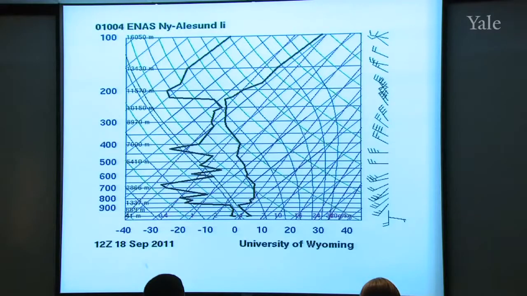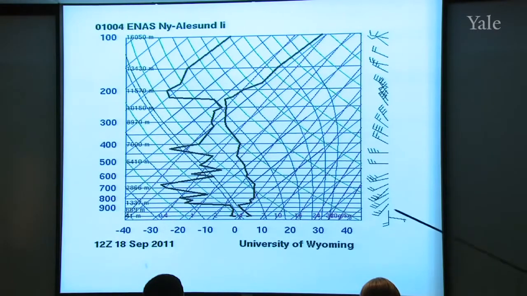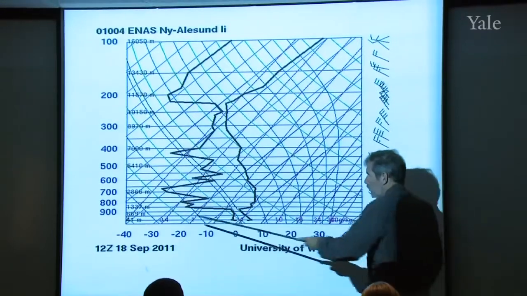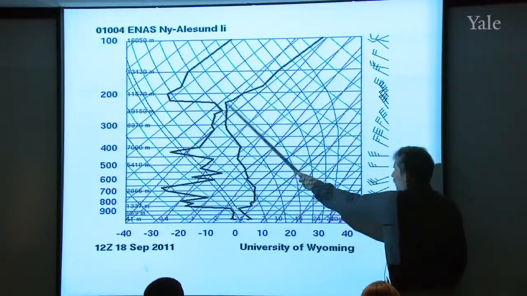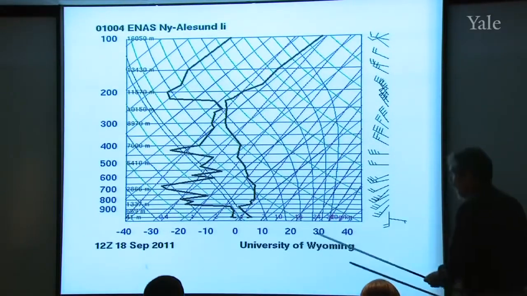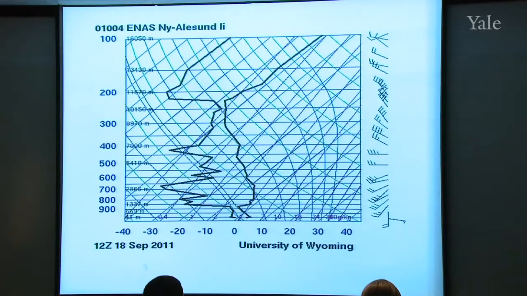So I pulled off a balloon sounding for Iceland. It wasn't at the moment of that eruption. It was just from a couple days ago, but I think the story is the same. Here's temperature on this axis versus height on that axis, and the temperature is the black curve here. And the blue curves are that reference line we've been using. The green curves are the dry adiabatic lapse rate.